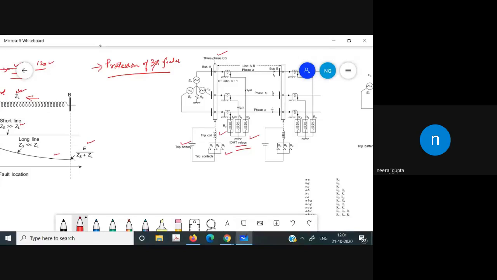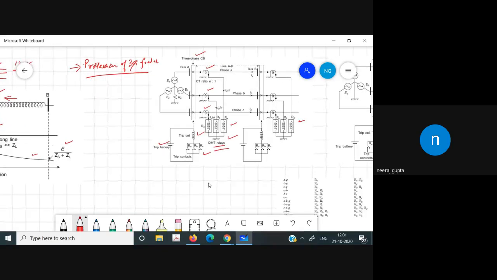In this case, you will see that we have the CT here in all the three phases, and the IDMT relays are used here in all the three phases. So this is the scheme that is used in that very case. So we have the bus A, and the three phases of this bus A, then bus B, three phases of the bus B, and this relay is used at the bus A and bus B. So it is given in detail how the three phases can be connected.